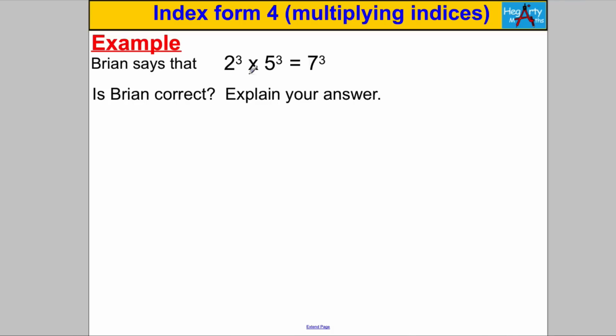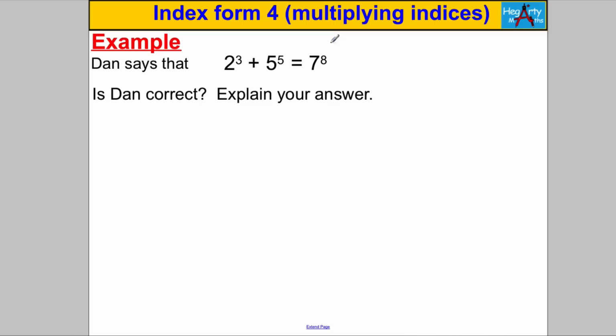Brian says that 2 cubed multiplied by 5 cubed is 7 cubed. Is he right? Absolutely not. Remember I told you when the base numbers are different, don't even go there and try and simplify it and do something crazy like add the base numbers or add the powers or times the base numbers. Keep it separate. It's definitely not right. 7 cubed after all is 343, and trust me, 8 times 125, which would be these two, is not 343, so that's definitely wrong. Okay, have a think about this one.